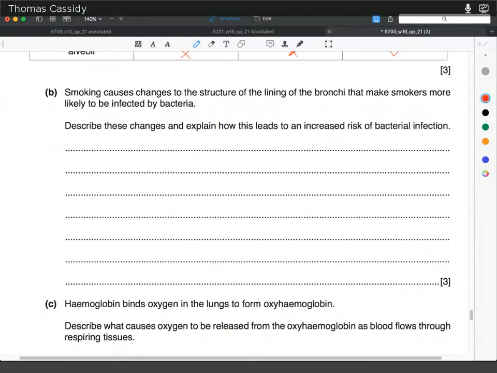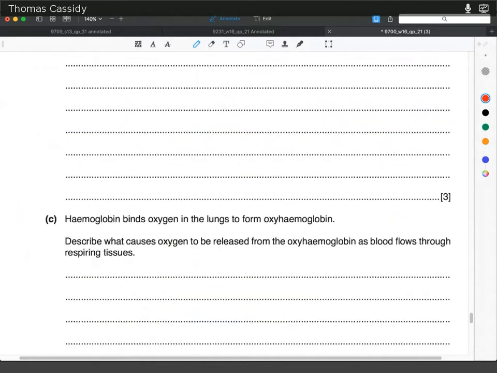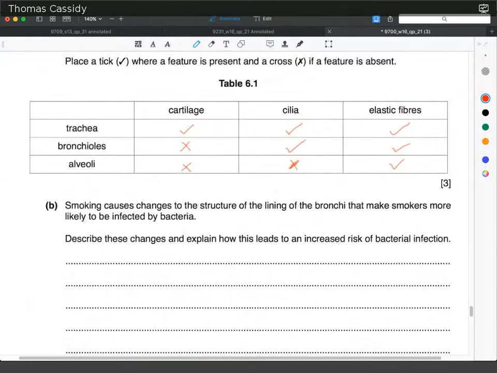Part B: smoking causes changes to the structure of the lining of the bronchi that makes smokers more likely to be infected by bacteria. Describe these changes and explain how this leads to an increased risk of bacterial infection. So we're inferring some knowledge here about the lining of the bronchi and what cells we find there. It's 3 marks as well, so a little bit in depth, but what we're talking about here is what we were checking for with the cilia.